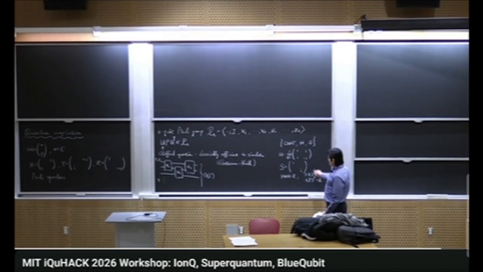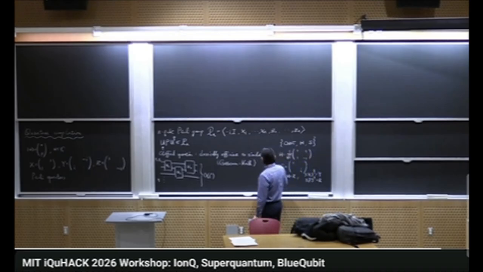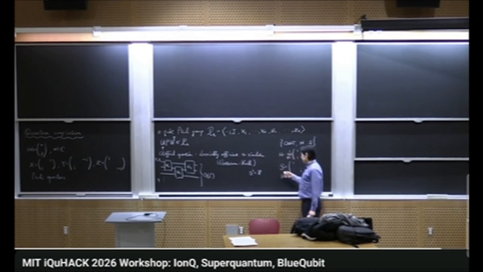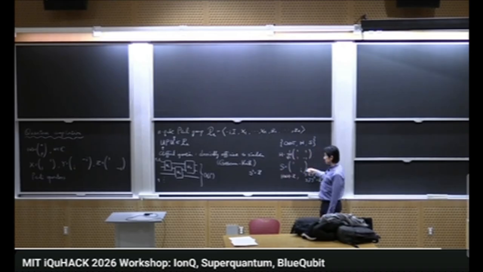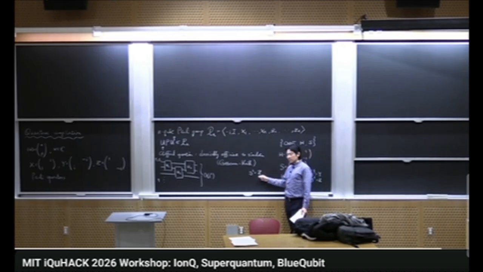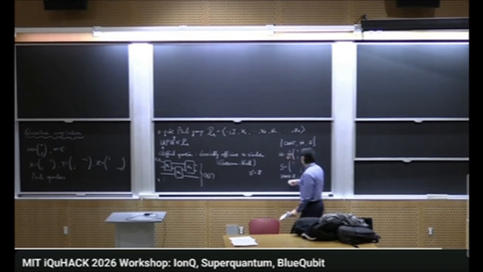So one thing that you can play around with is the direct connection between these Clifford operations and Pauli operators. For instance, the square of S is Z, and X equals H Z H. So if you plug this in, it's just H S squared H.